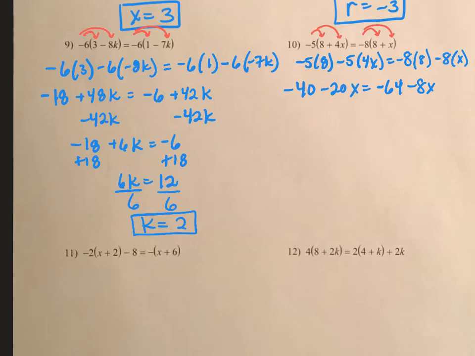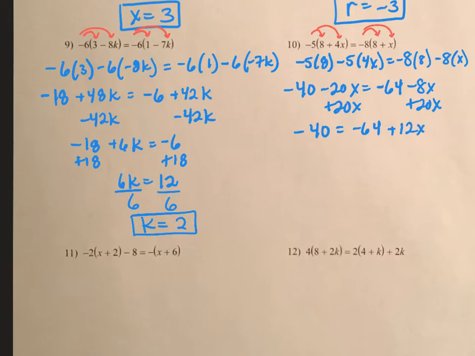So my next step is to get rid of or move the smallest variable. Just remember, be careful here. The smaller variable is negative 20x because negative 20 is smaller than negative 8. So plus 20x, plus 20x to balance my equation. Whatever I do to one side, I do to the other. On the left side, I'm left with negative 40 equals negative 64, and a negative 8 and a positive 20 gives me a positive 12x.